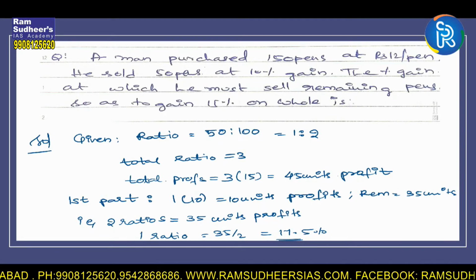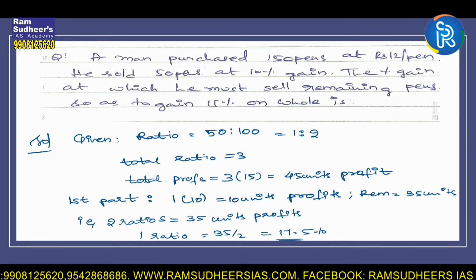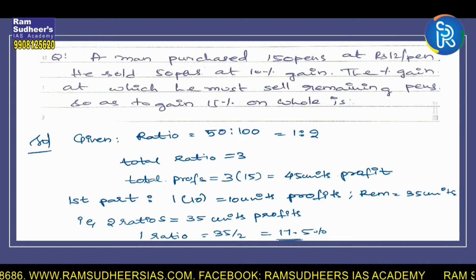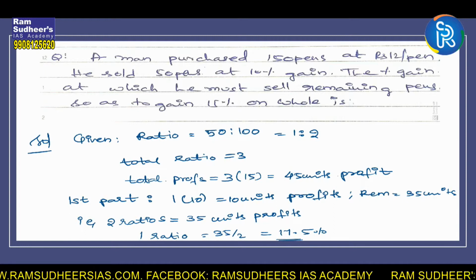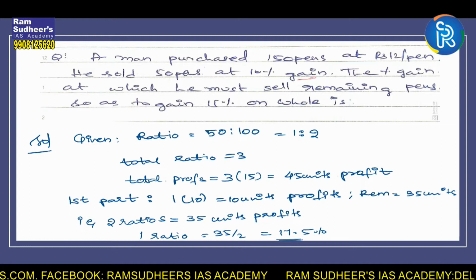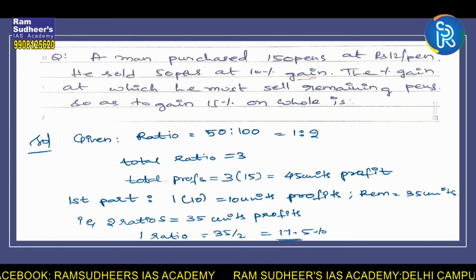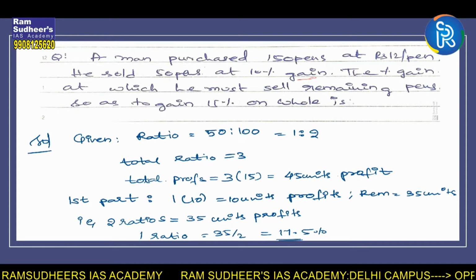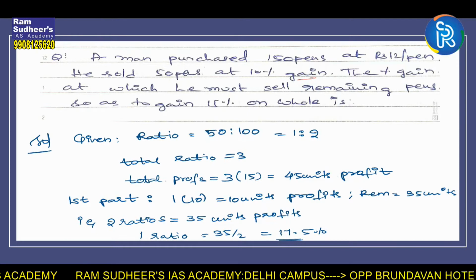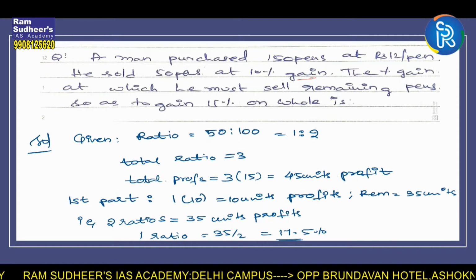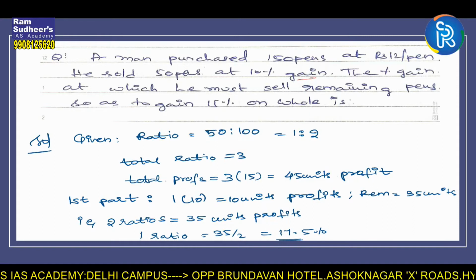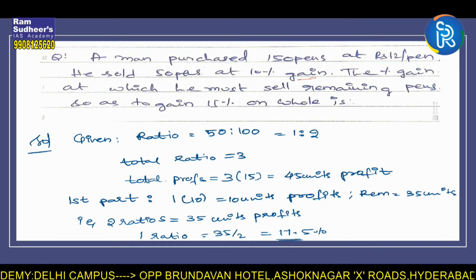A man purchased 150 pens at rupees 12 per pen. He sold 50 pens at 10% gain. Find the percentage gain at which he must sell the remaining pens so as to gain 15% on the whole. Now, you need not get confused over here, my friends. This is a question relating to profit and loss, and why am I solving it in a chapter like percentages? I have already told you percentages can be used to solve problems relating to profit and loss. And even then, this doesn't contain any formula or concept relating to profit and loss, and therefore I have solved it over here.